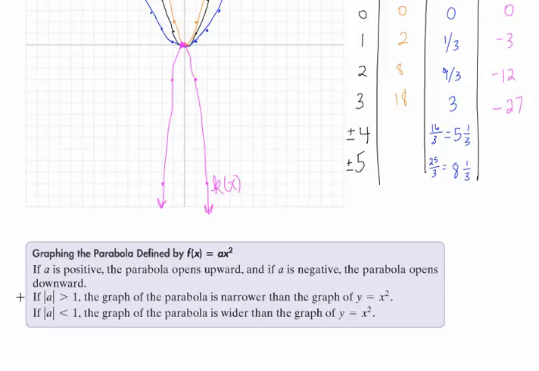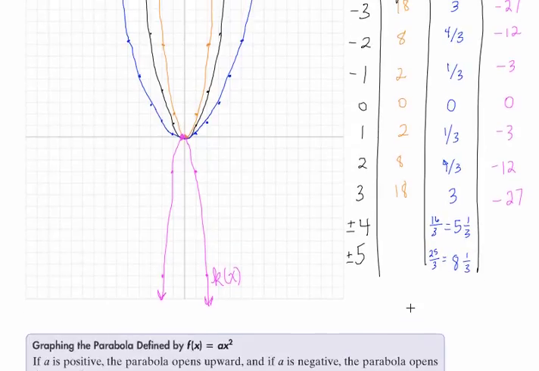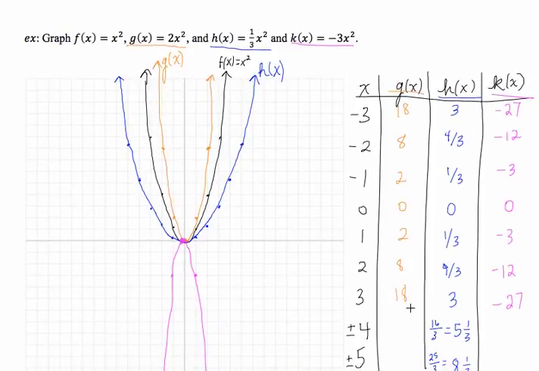If the absolute value of a is greater than 1, meaning a is greater than 1 in magnitude, then the graph of the parabola is narrower than the graph of y equals x squared. So we have two examples of that here. 2 is greater than 1 in absolute value, and negative 3 is greater than 1 in absolute value because the absolute value of negative 3 is positive 3, which is greater than 1.